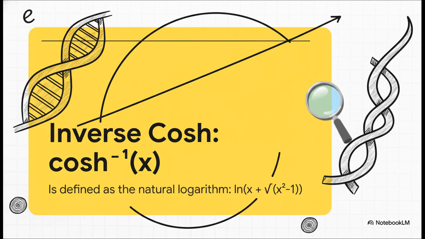I mean, just look at this. The inverse hyperbolic cosine of x is literally the natural log of x plus the square root of x squared minus 1. That deep, hidden connection between hyperbolas, exponentials, and logarithms is honestly one of the most beautiful things in all of math.